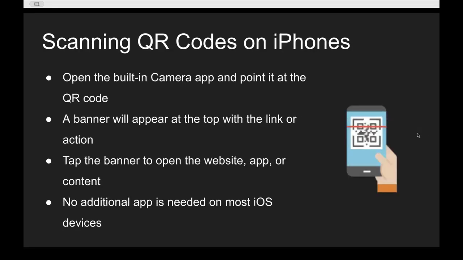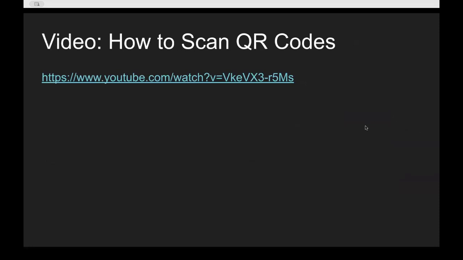Scanning QR codes on iPhones. So the first step would be to open the built-in camera app and point at the QR code. Next, a banner will appear at the top with the link or the action. Then you would want to tap the banner to open the website, app, or content. There's no additional app needed on most iOS devices. Therefore, you would not need an extra device such as a QR scanner. Your phone camera is perfect for this occasion. We will get to this video at the end of the presentation.